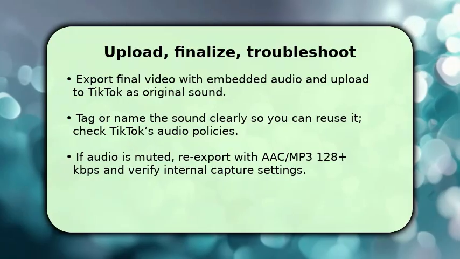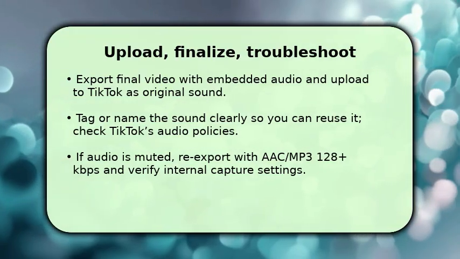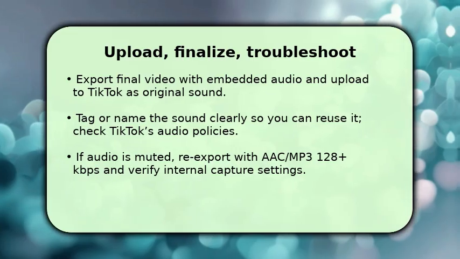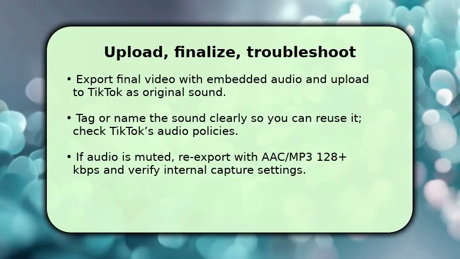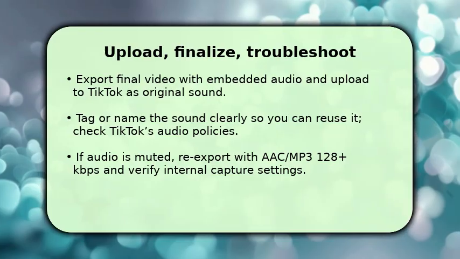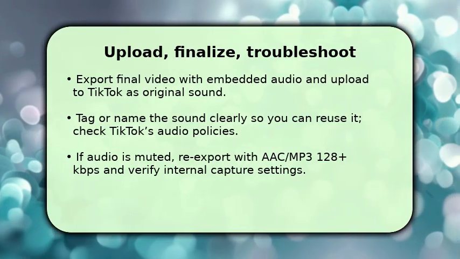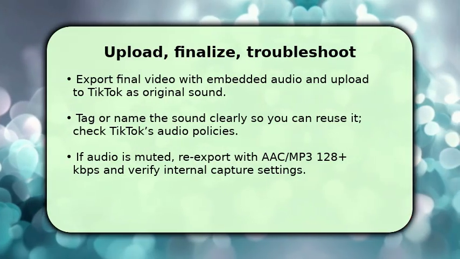It will appear as an original sound tied to your post. Once uploaded, name the sound in the TikTok editor or caption so you can reuse it. If TikTok mutes the clip or quality drops, re-export using standard codecs like AAC at 128 kbps or higher, and confirm your recorder captured internal audio rather than ambient sound.